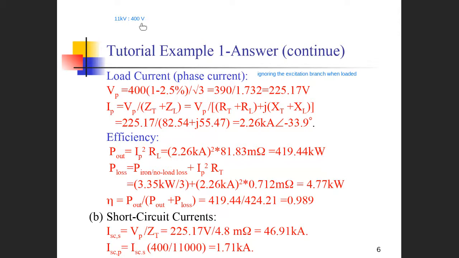Now the primary, when loaded, has a minus 2.5% tapping error. So referred to the secondary, it has minus 2.5% down the voltage. So this is the down voltage. Over root 3 is the phase voltage.